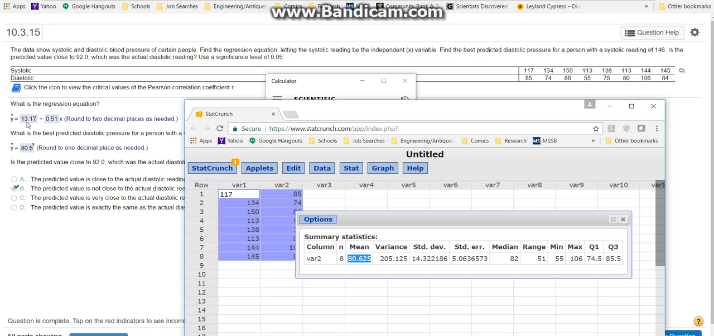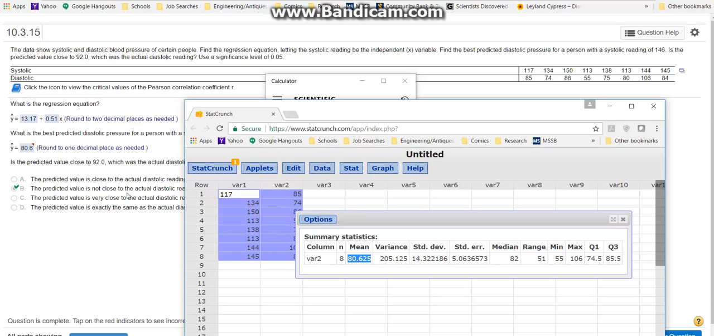So what they have done is they have deduced that this regression right here is invalid. 0.544 is too low, and they have determined that that regression is junk. And then they basically said, okay, well, fine. The best predicted diastolic pressure is going to be the average of the Y values, which is 80.6. And therefore, the predicted value is not close to the actual diastolic pressure.